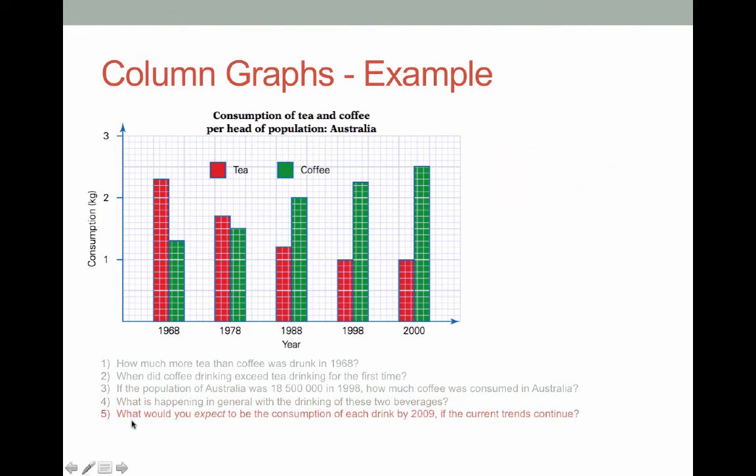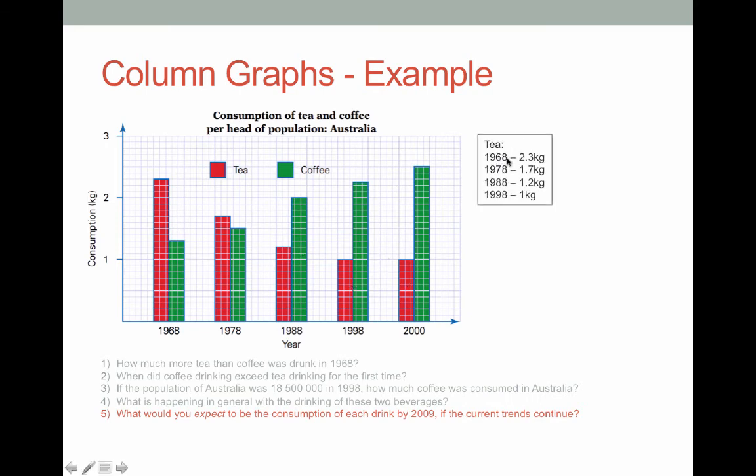All right, last question. What would you expect to be the consumption of each drink in 2009 if the current trends continue? Well, I'm making this video in 2018, so this is a very old question, but I'm going to keep it at 2009 anyway. What I'm going to do to start off this answer is I'm going to actually work out how much of the tea is being drunk each year and how much coffee is being drunk each year.